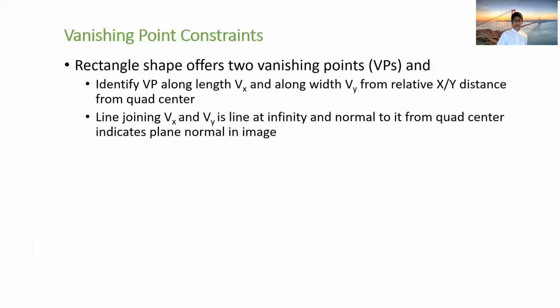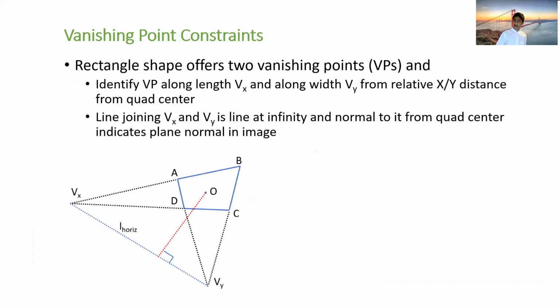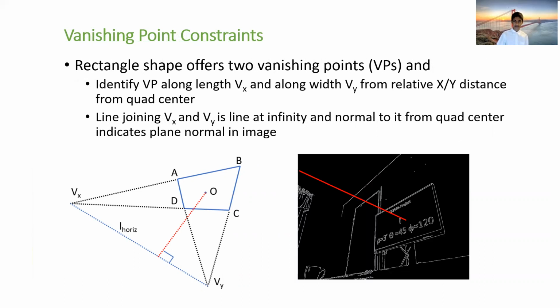Now we can also derive some vanishing point constraints. We know that the line originating from the center and perpendicular to the line joining the two vanishing points is the image of a normal to the screen plane, as shown by the red line.